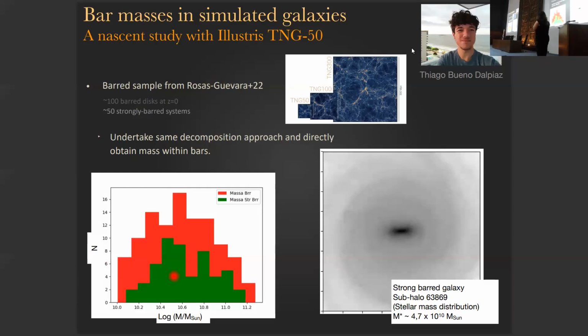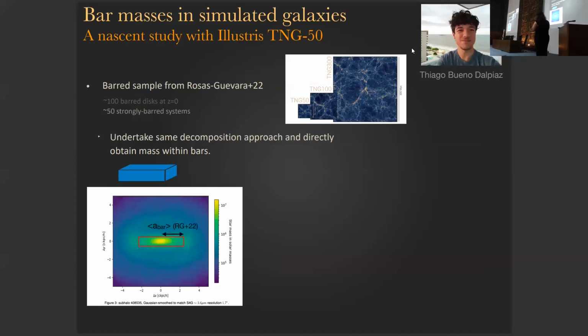We looked specifically at this example of a strongly barred galaxy in TNG 50. We intend to undertake the same decomposition that we just did for observations, but we haven't performed that yet. For the moment, we have stellar maps from the simulation, and we just take the typical thickness of a bar, typical. We have taken actually a word. I thought I had put it here. Sorry. Is it here?